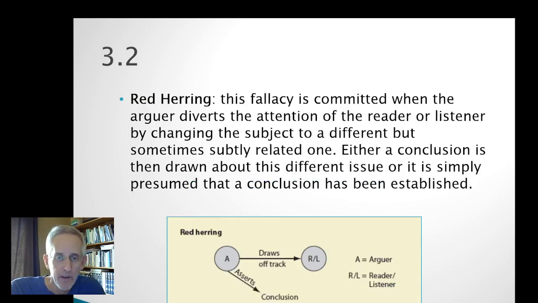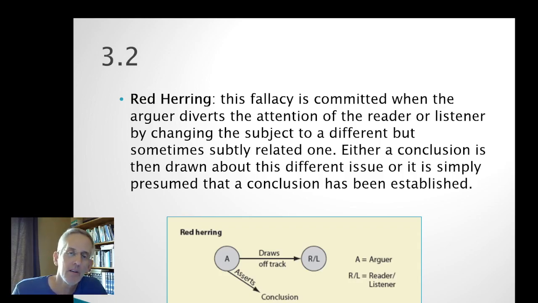And so then finally we have red herring. This fallacy is committed when the arguer diverts the attention of the reader or listener by changing the subject to a different but sometimes subtly related one. Either a conclusion is then drawn about the different issue, or it's simply presumed that a conclusion has been established.